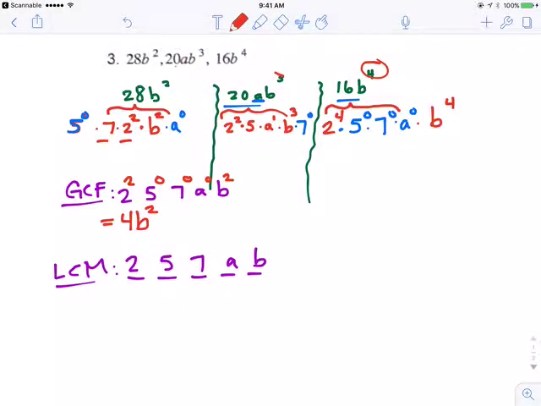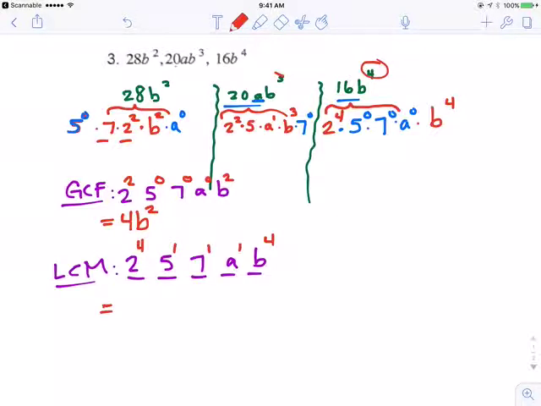Thank you. All right. Now help me out. We're doing the highest powers. Okay, for 2, we need 2 to the power of 4. Yep. 5 to the power of 1. 7 to the power of 1. A to the power of 1. B to the power of 4. Look at that. That's beautiful.